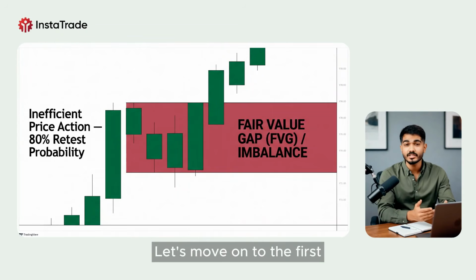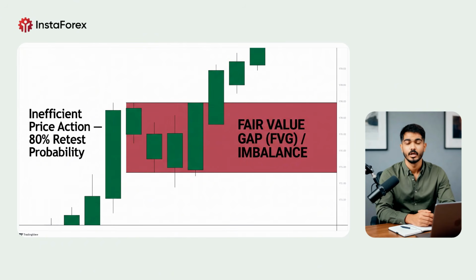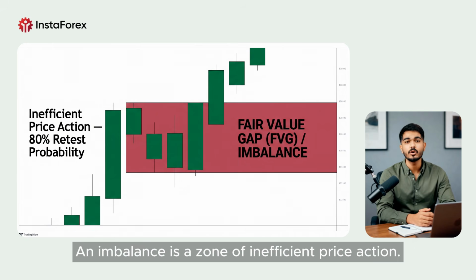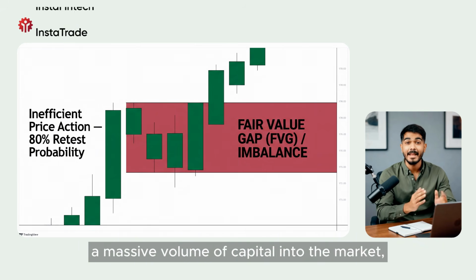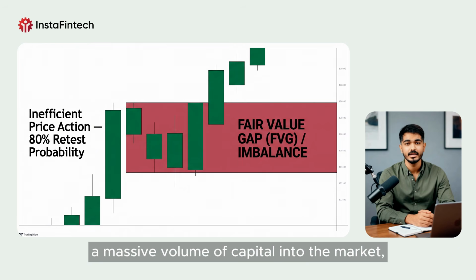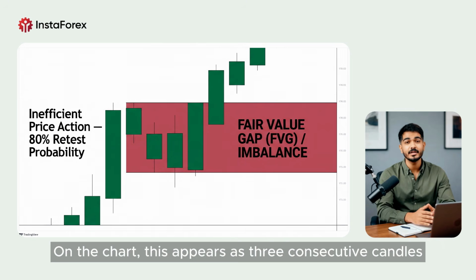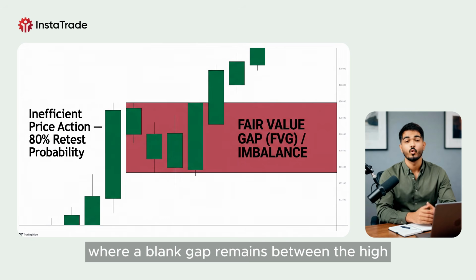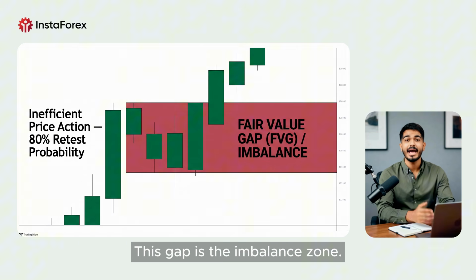Let's move on to the first essential concept in our practical application: imbalance, or fair value gap, FVG. What is it? An imbalance is a zone of inefficient price action. When a large market player injects a massive volume of capital into the market, the price makes a powerful, impulsive leap. On the chart, this appears as 3 consecutive candles, where a blank gap remains between the high of the first candle and the low of the third candle. This gap is the imbalance zone.